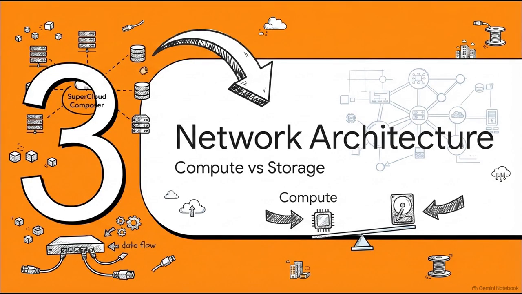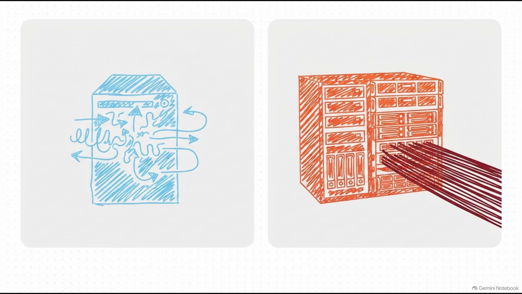Which brings us to Section 3, defining the network architecture. Okay, so we've got our hypervisor and our storage picked out. Now we have to define the network architecture, and we do this by separating the infrastructure into distinct pathways. Let's break down this blueprint.